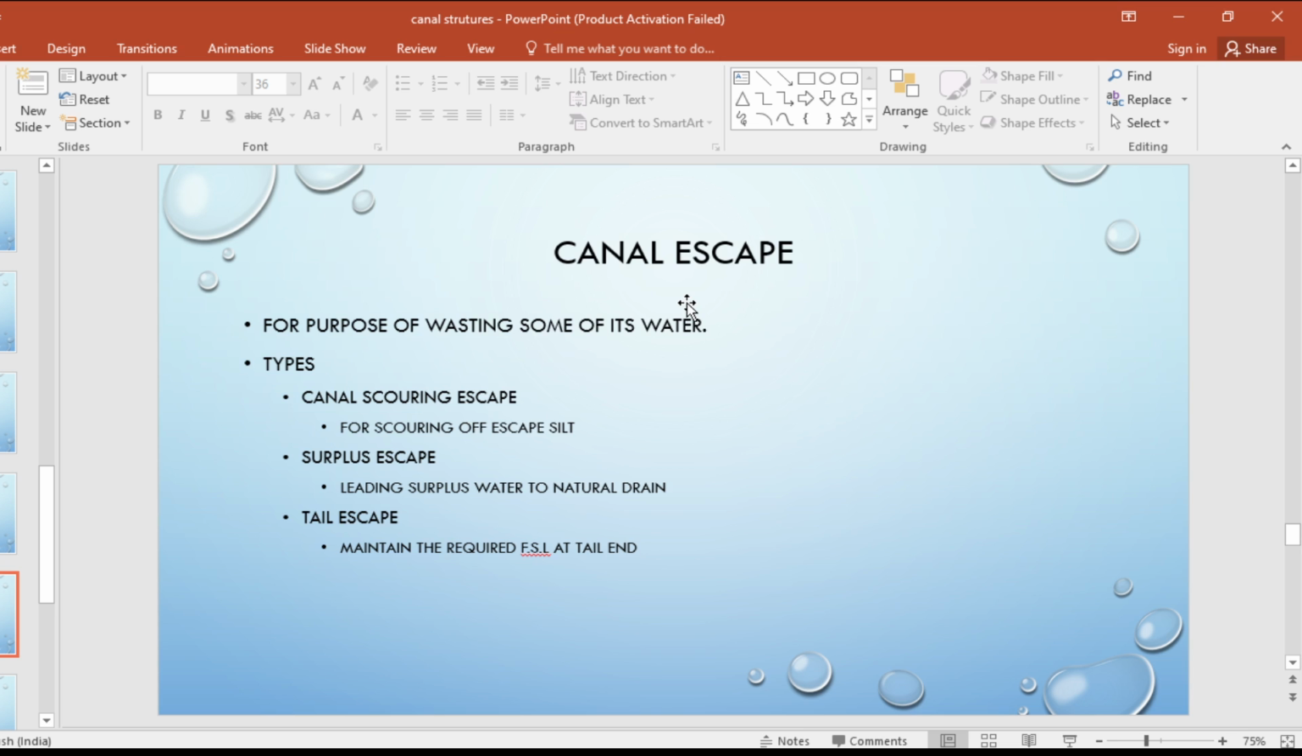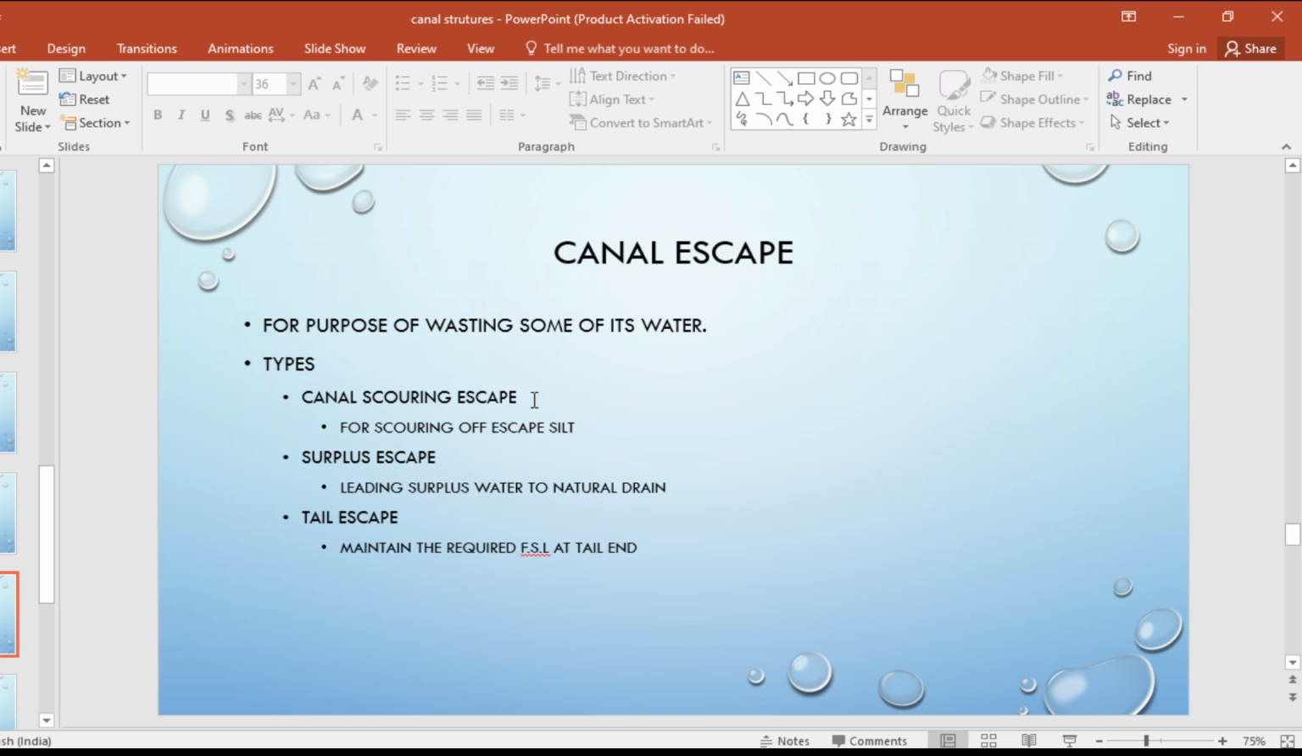Now the types of canal escape. What are the types of canal escape? First is canal scouring escape, second is surplus escape, third is tail escape. First is canal scouring escape. The canal scouring escape is constructed for the purpose of scouring off excess silt from time to time.